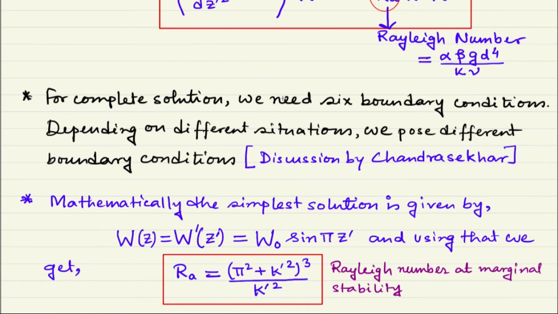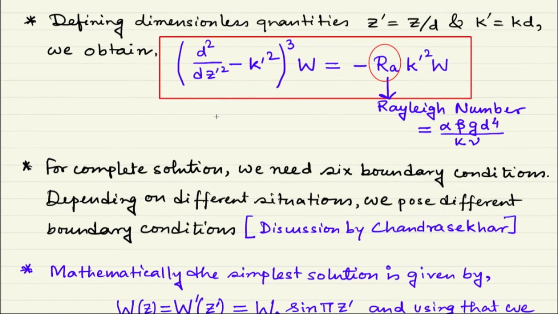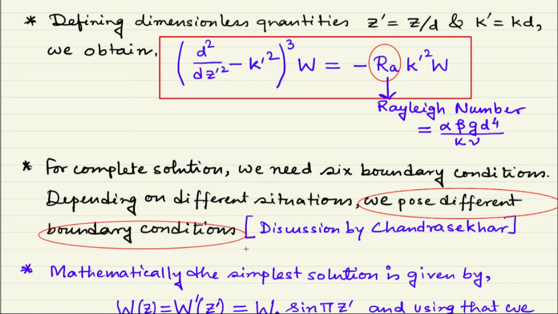One can see it in laboratory experiments. Now, for a complete solution of this system, we need 6 boundary conditions, because this is a 6th order ODE, a linear ODE of course. Depending on the different situations, we need different boundary conditions. That is something very important. In physics, we can have different types of conditions where Rayleigh convection can be important, and for which we really need different types of boundary conditions.